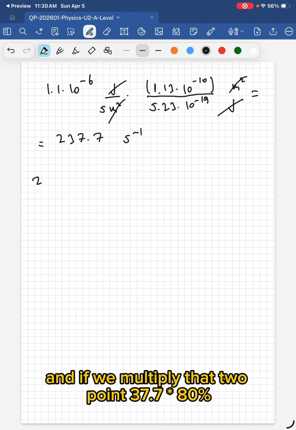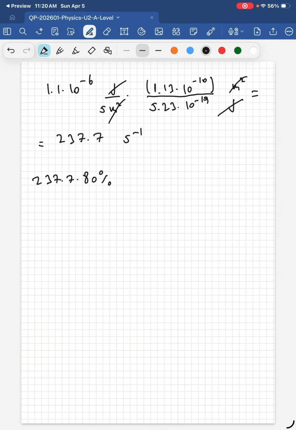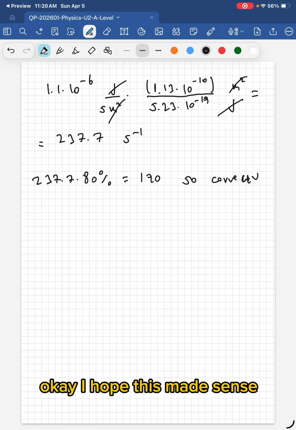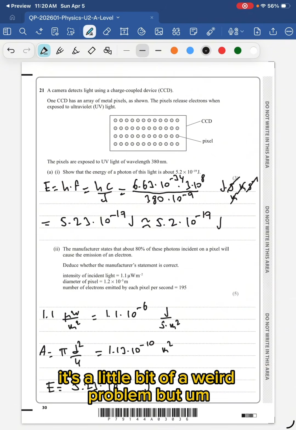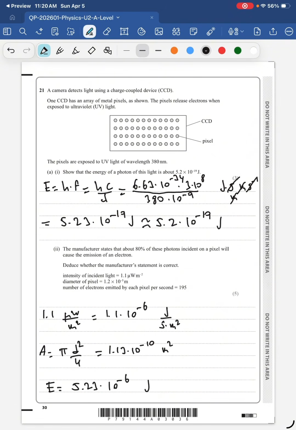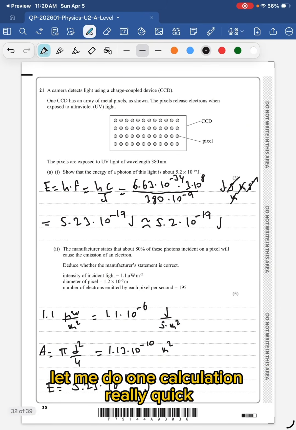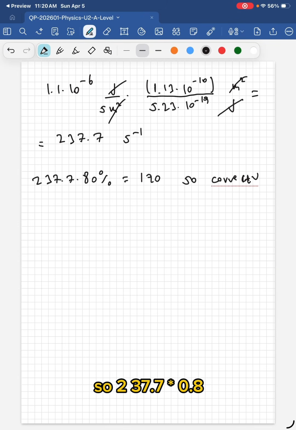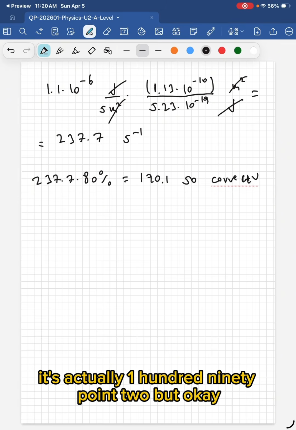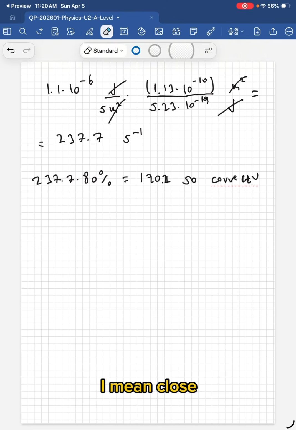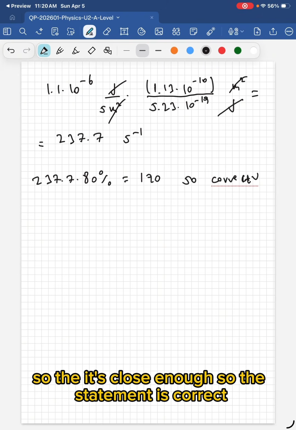And if we multiply 237.7 times 80%, we find 190. So the statement is correct. Okay, I hope this made sense. It's a little bit of a weird problem. The number of electrons emitted by each pixel is 195. By the way, let me do one calculation really quick. 237.7 times 0.8 is actually 190.2. But it's close enough, so the statement is correct.